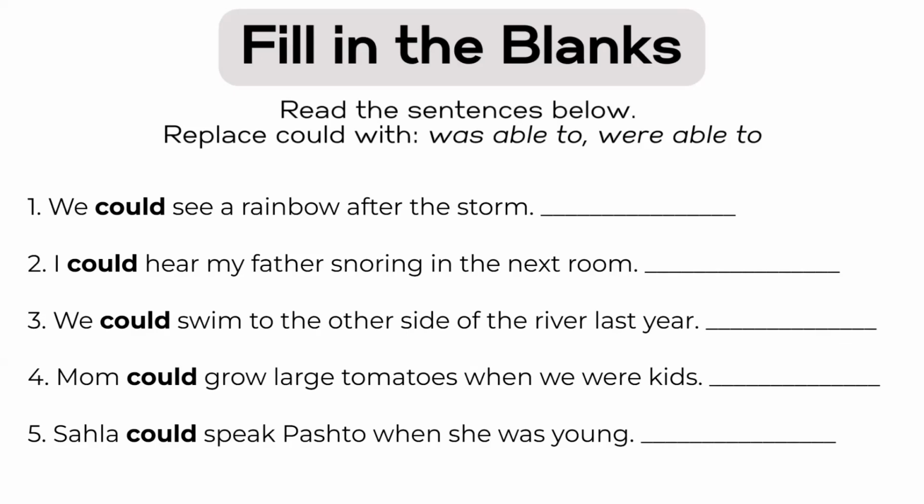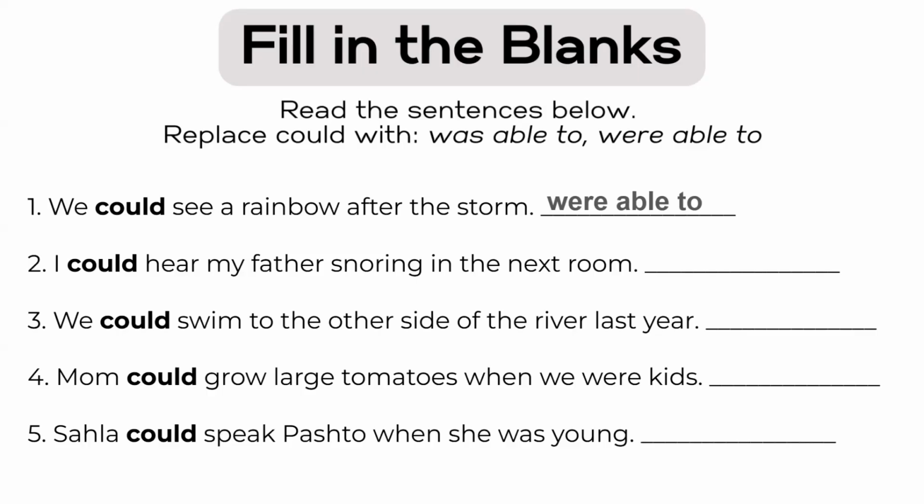Okay, let's try the same thing now, but this time we're going to change could to was able to or were able to. So again, pause the video, write out your answers, and when you're ready to see the correct answers, hit play. All right, number 1, we should be changed to were able to. Let's read that using were able to instead of could. Number 1, we were able to see a rainbow after the storm.